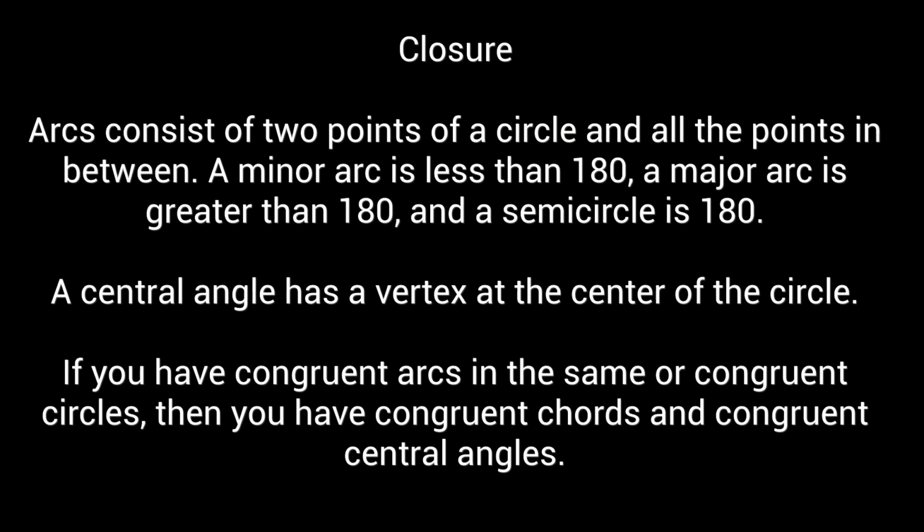In today's lesson, we learned arcs consist of 2 points of a circle and all the points in between. A minor arc is less than 180, a major arc is greater than 180, and a semicircle is 180. A central angle has a vertex at the center of the circle, and if you have congruent arcs in the same or congruent circles, then you have congruent chords and congruent central angles.